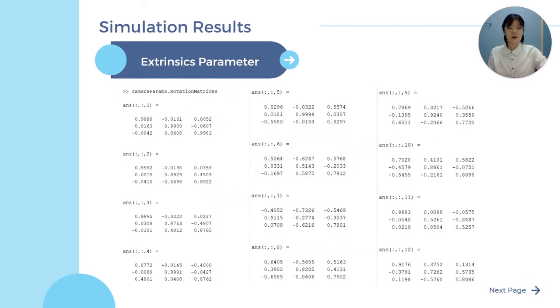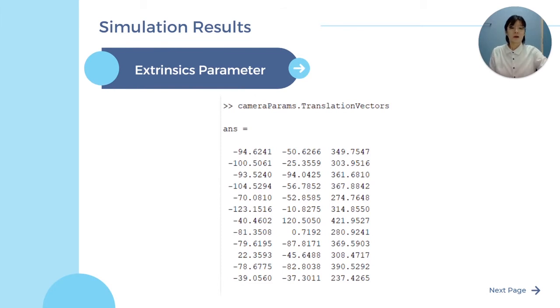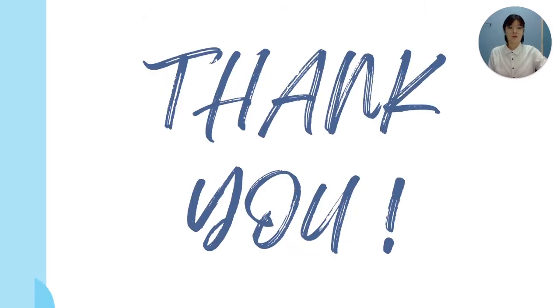For the extrinsic parameters, by using the command cameraParams.RotationMatrices, we can get the 3x3 matrices from image 1 to image 12. The second extrinsic parameter is the translation vectors. By using the command cameraParams.TranslationVectors, we can get the translation vectors in x, y, z positions from image 1 to image 12. So that's all from my presentation.